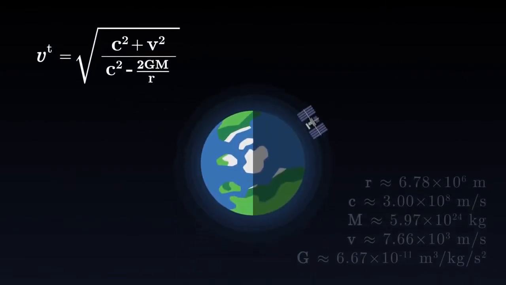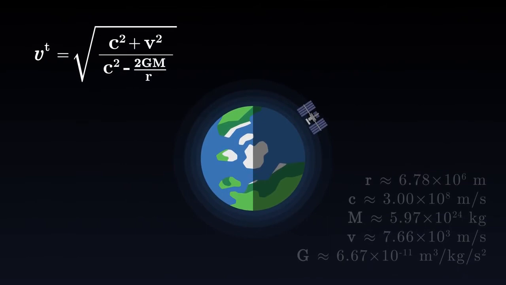For the International Space Station, we estimate a dilation of 1 nanosecond for each second of proper time. The astronaut's time passes slightly slower than that of the faraway observer.